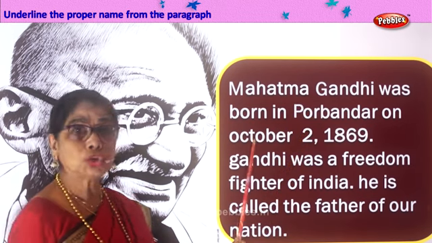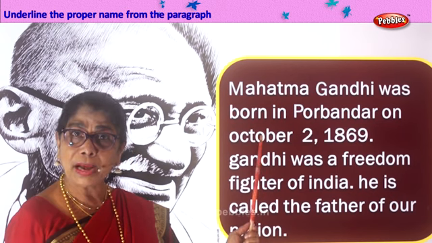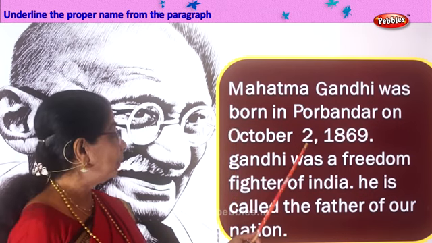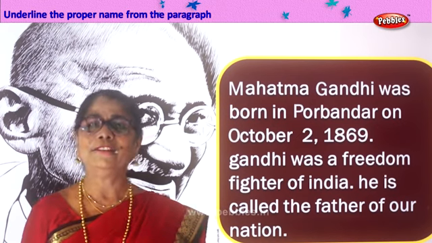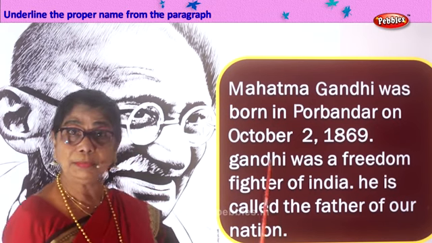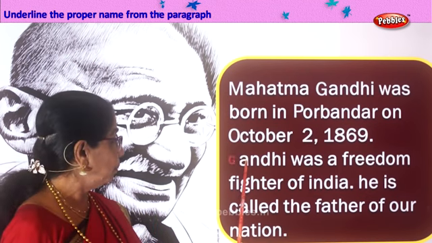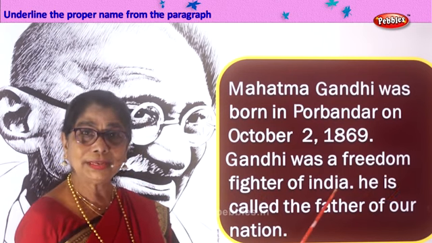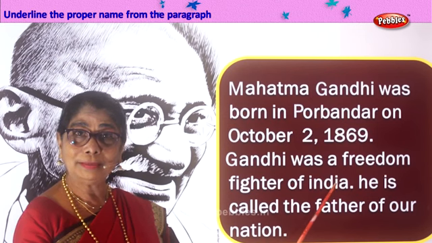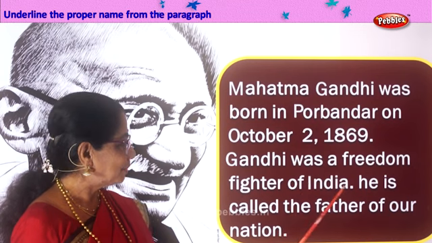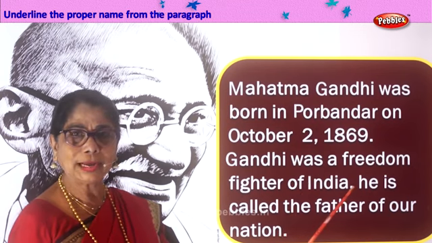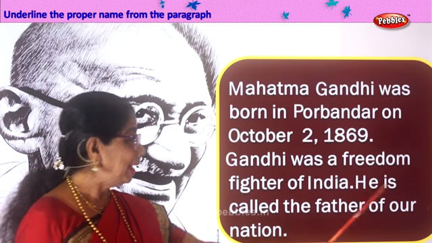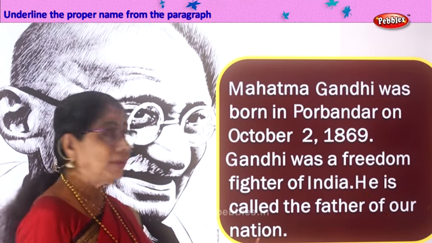Good. On October. What is October? Name of a month. Again, it's a proper noun. O should be in capital letter. October 2nd, 1869. Very good. Gandhiji. Again, the name comes here. G should be in capital. It's a proper noun. Was a freedom fighter of India. What is India? Your country. I should be in capital. Good. Next, full stop. Any word that comes after the full stop should begin with a capital letter. So H we are changing. He. He is called the father of our nation.